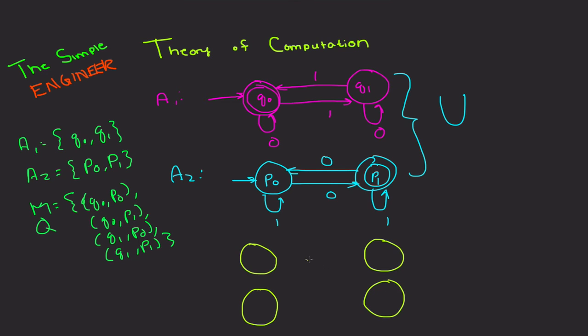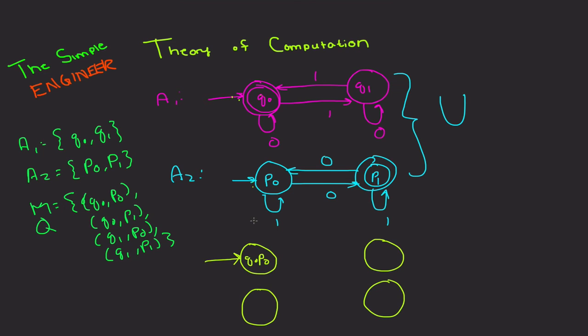So we have 4 states. Our first state here is Q0, P0. So let's go ahead and put Q0, P0. This is going to be our start state because it contains Q0 and P0, so we know that we're going to start at both of these.